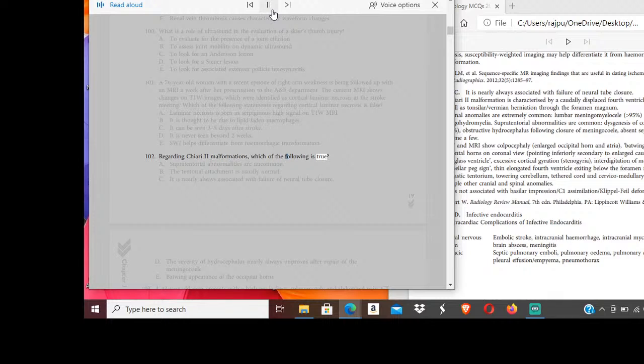Regarding Chiari-2 malformations, which of the following is true? A. Supratentorial abnormalities are uncommon. B. The tentorial attachment is usually normal. C. It is nearly always associated with failure of neural tube closure.